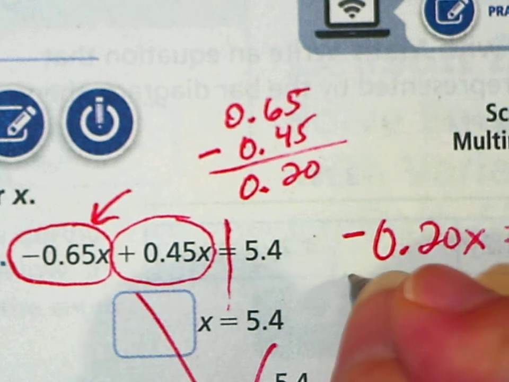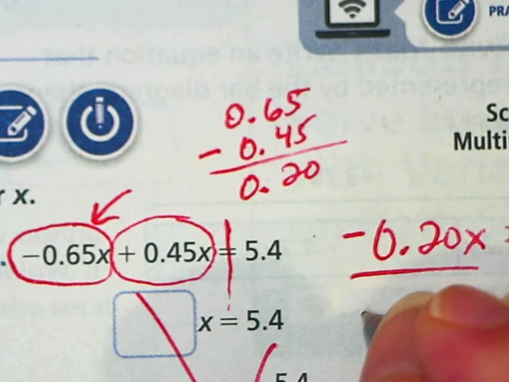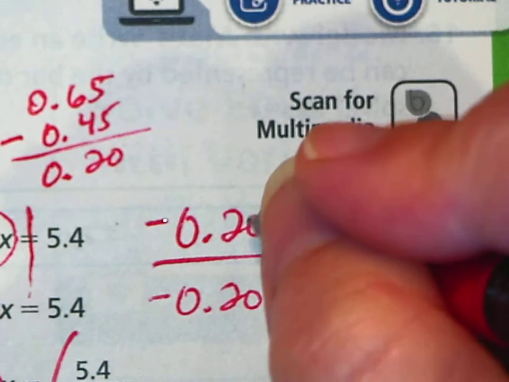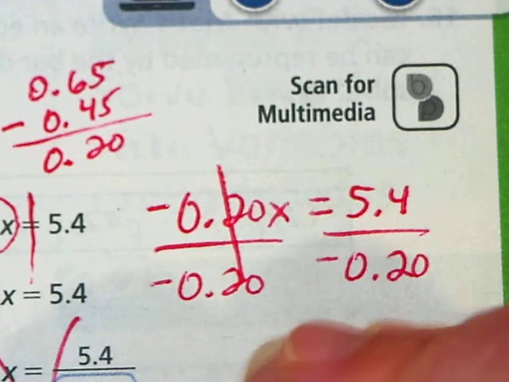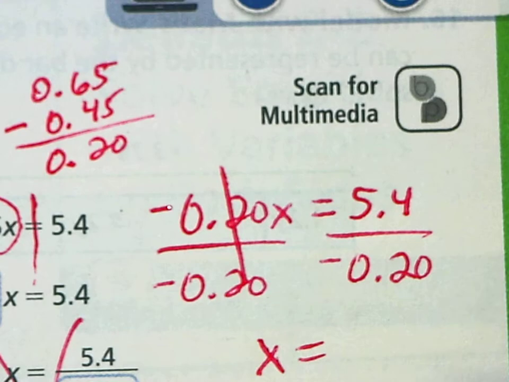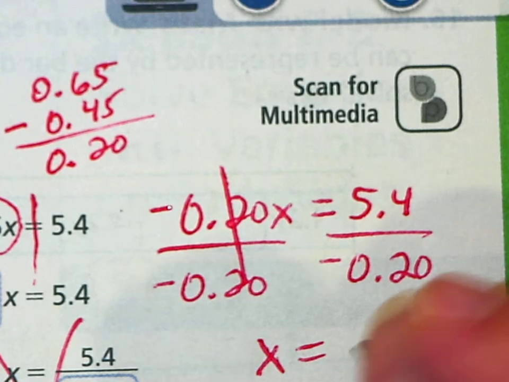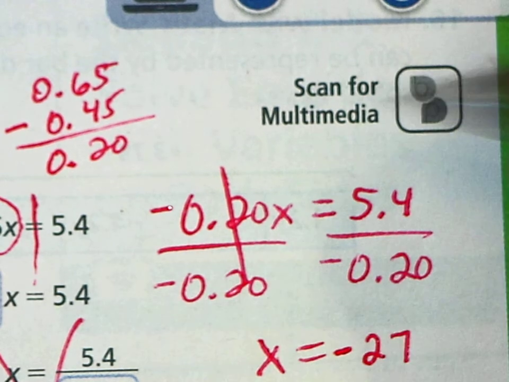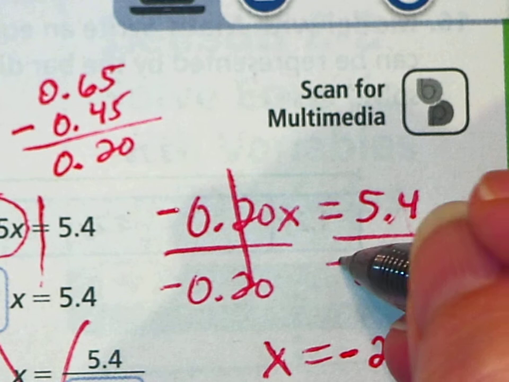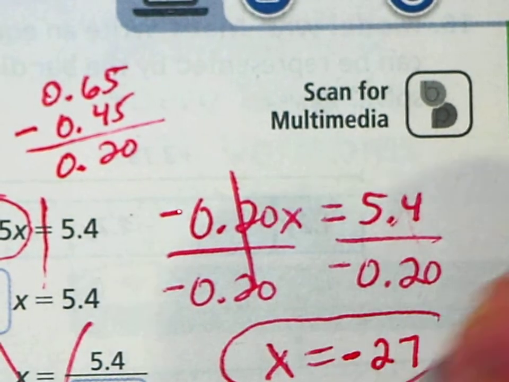So now I'm going to divide. Instead of multiplying by a negative 0.20, I'm going to divide by a negative 0.20. And you could leave it negative 0.2. That's the same thing. So instead of multiplying, I'm going to divide. So a number divided by itself is 1x, and then 5.4 divided by negative 0.20 or negative 0.2 is negative 27. So I like to do the division on my calculator and then count up the negatives. One negative when you divide is a negative.